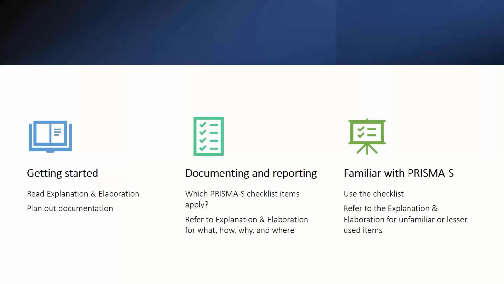When you're actually getting to the part where you're documenting and reporting your search itself, then you would want to go through the PRISMA-S checklist and figure out which items would apply. And then for each of those items that would apply to your particular project, you would want to refer to that explanation and elaboration document so that you could learn what you're supposed to report, how you're supposed to report it, why, if you're curious about that, and then where might be a great place to report it.